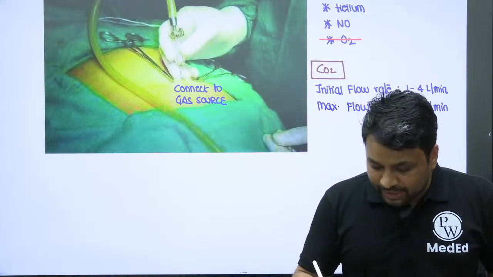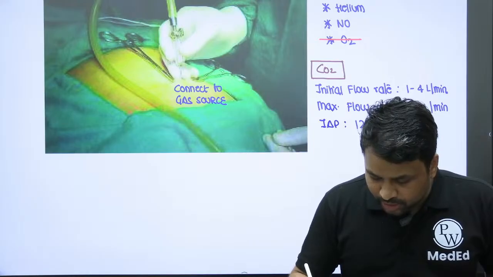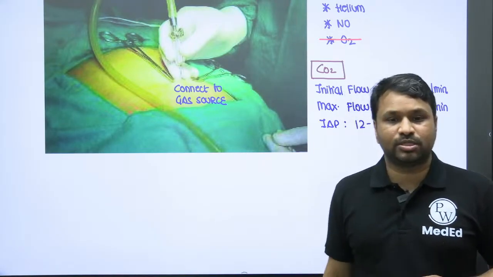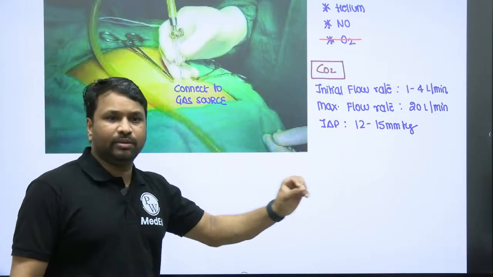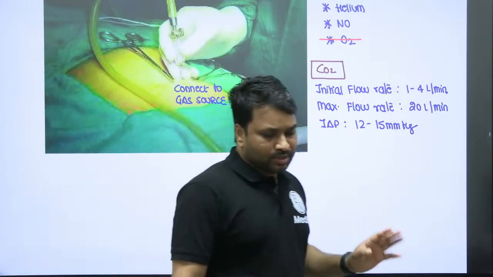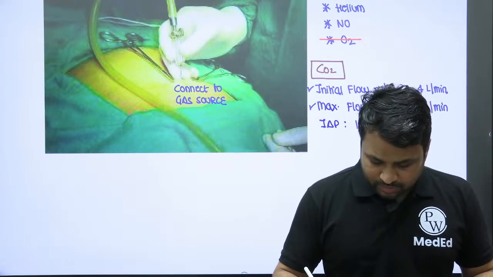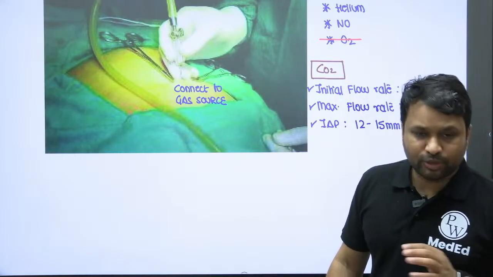Either way, make sure that your intra-abdominal pressure remains between 12 to 15 millimeters of mercury. Do not overshoot this. Okay? So the intra-abdominal pressure will be kept at 12 to 15 millimeters of mercury. So this is about carbon dioxide. What is the initial flow rate? What is the maximum flow rate? And how much should your intra-abdominal pressure be?